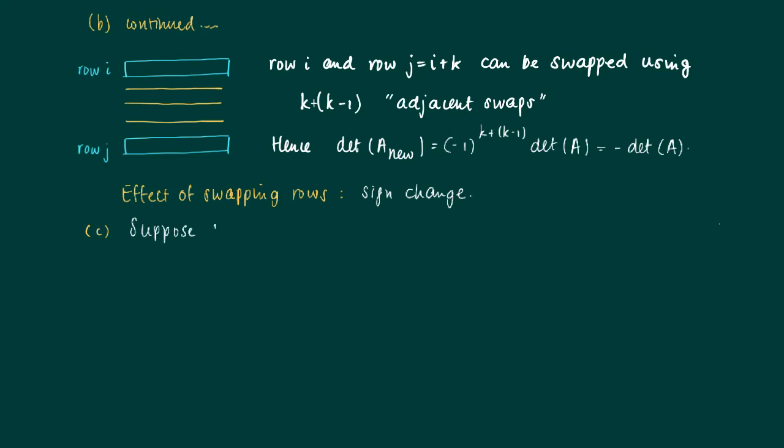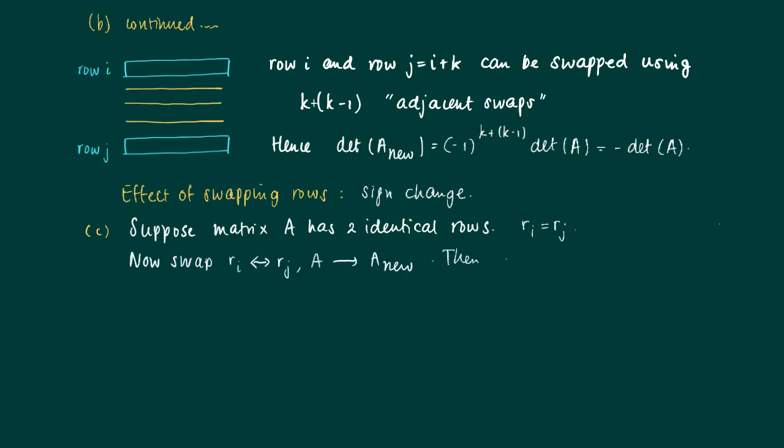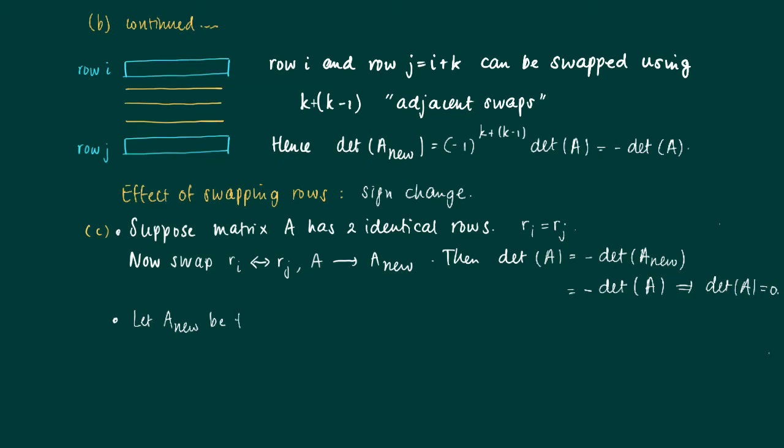Now suppose matrix A has two identical rows. We're going to show what happens if we add a multiple of another row to row i. First we start off with the case that we have two identical rows. So if we swap row i with row j, then A transforms into A new. But it's the same matrix because the rows are identical. A row swap means that the determinant changes sign. So the determinant equals minus the determinant of the matrix A, so the determinant should be 0. So two equal rows show that the determinant of A is 0.